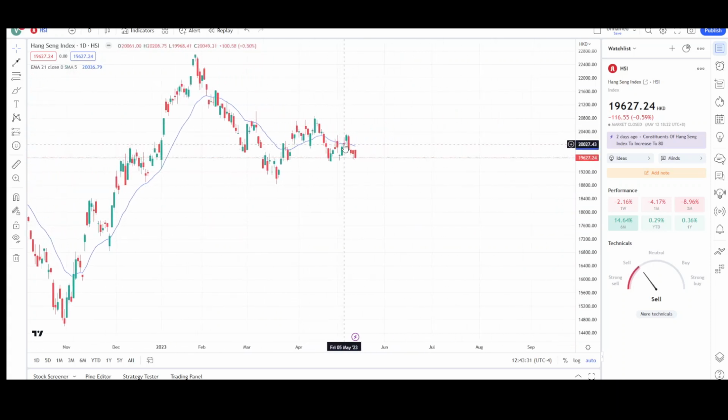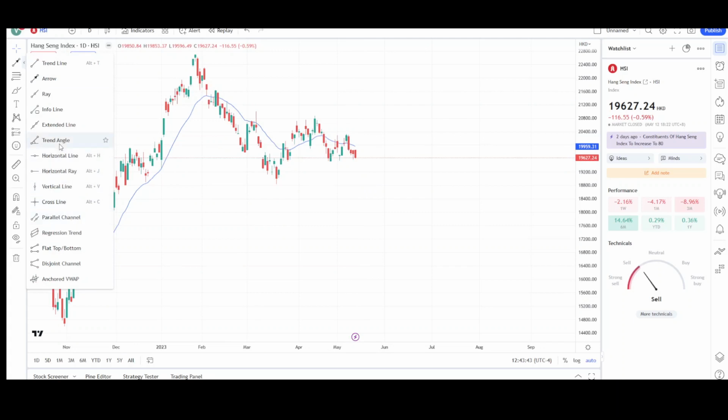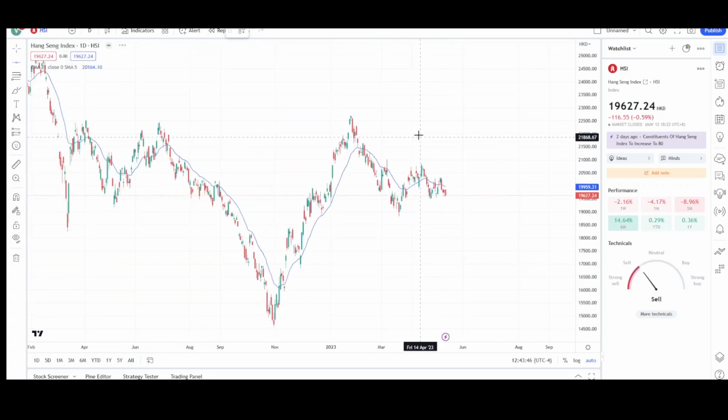Looks like since last week, when I did my analysis when prices were at the 20,073 level, prices slightly went up, got rejected, and then we sold off for most of the rest of the week. So it looks like it wants to drop lower, and I'll go over the reasons why.